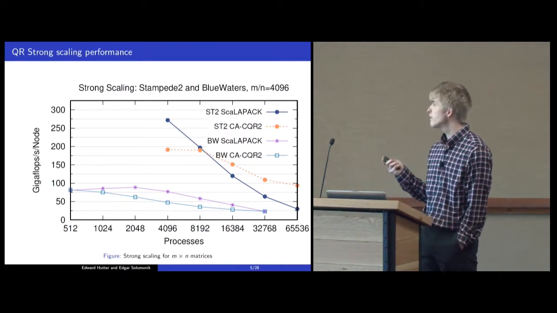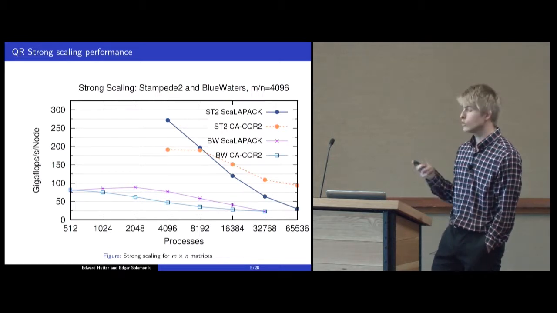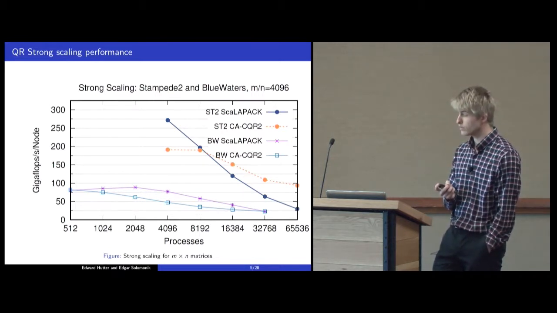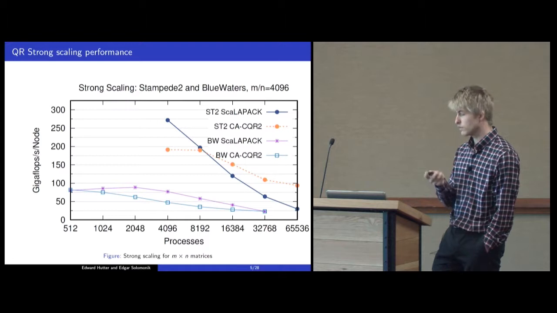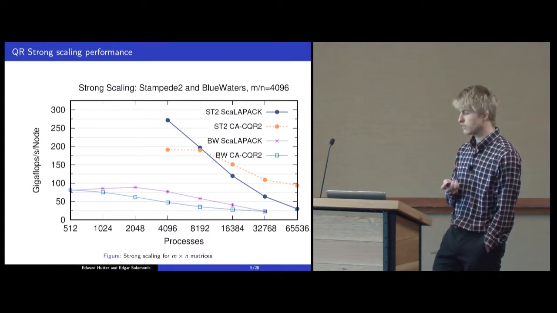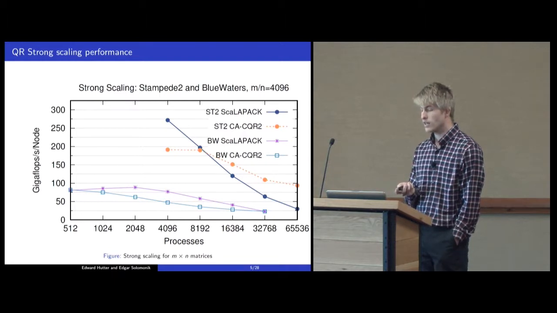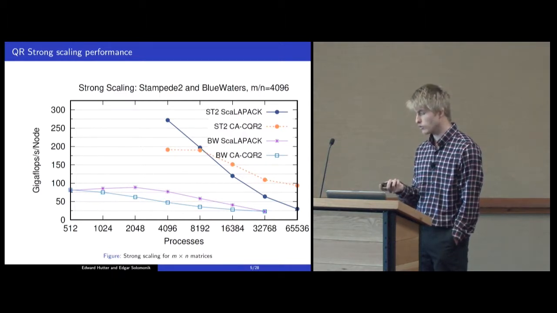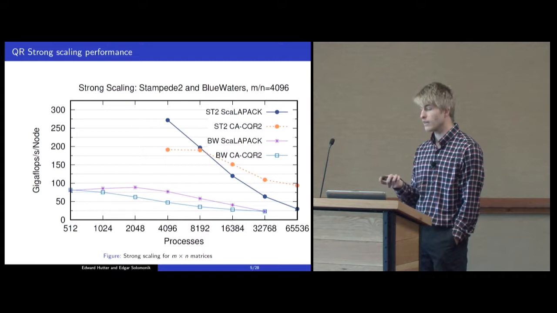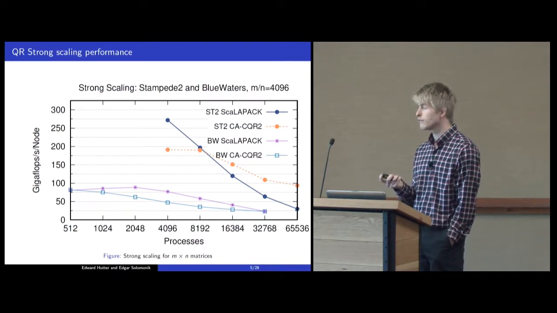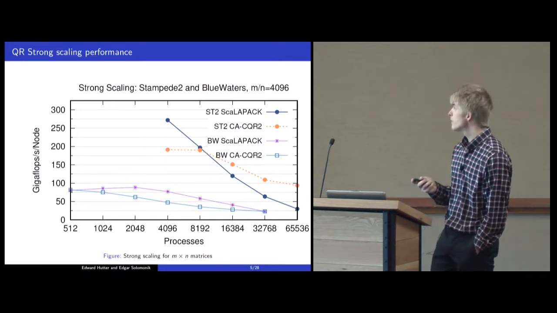But if we look at the performance on Blue Waters, and that's on Stampede2, our algorithm, even for this tall and skinny matrix, is not performing as well as ScaLAPACK, and this is sort of expected given that the machine balance of Blue Waters is around 8 times higher than that of Stampede2.